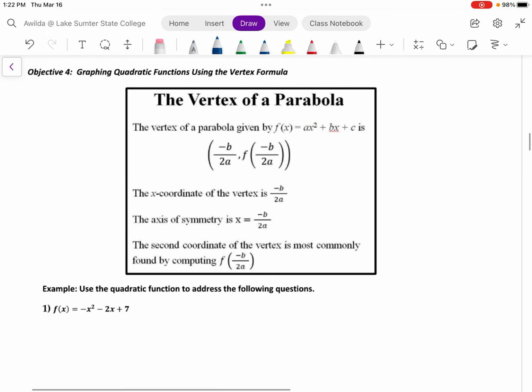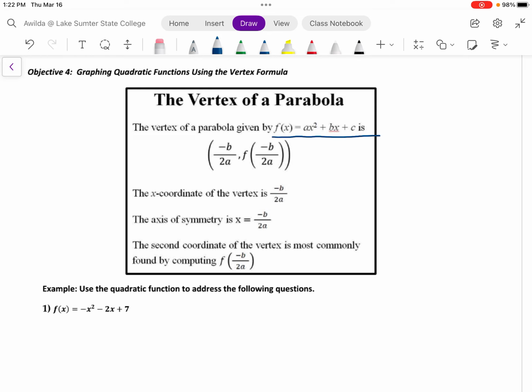Next, let's take a look at the vertex form for the equation of a quadratic function and find out how we can identify the vertex of the parabola without having to rewrite it in standard form. If we have f of x equals a times x squared plus b times x plus c, we will be able to find the x-coordinate of the vertex without having to complete the square, and that's good news.